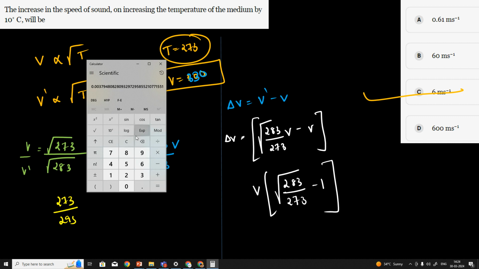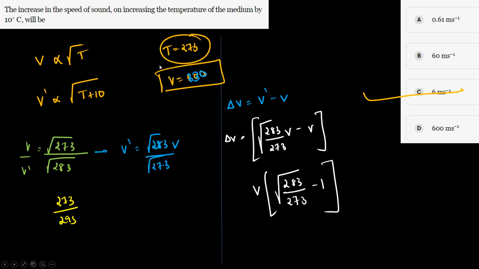Okay. I think I have to do it again. I'm sorry. So it is 293 divided by 273 is equal to this much, right? Now this is under the square root, and minus 1, right, is equal to this much multiplied by 330. So 11.8, as in close to 12. Okay. Let us go to the next one.